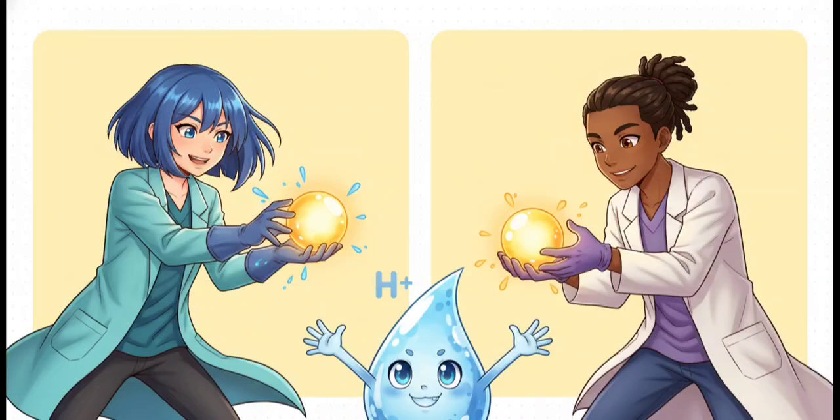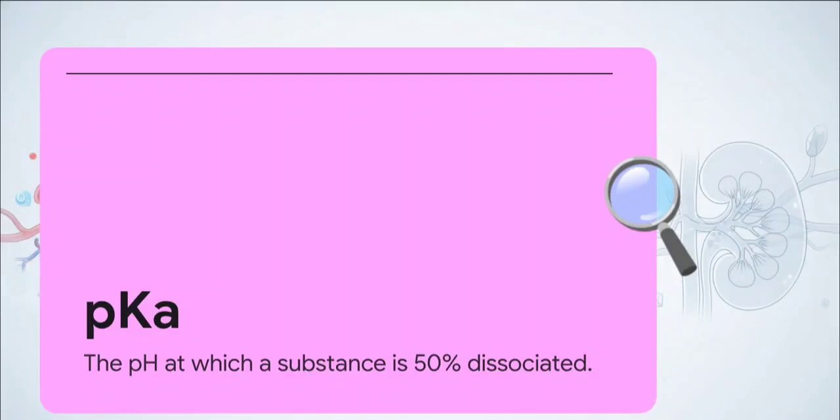And what's amazing here is that water can act as both. It's amphoteric. It's a physiological chameleon that can jump in and act as an acid or a base, depending entirely on what the body needs in that moment. Now, let's talk about pKa, which is simply the pH level where exactly half of a given substance has broken apart, or dissociated. This concept is a real game changer for understanding clinical labs.